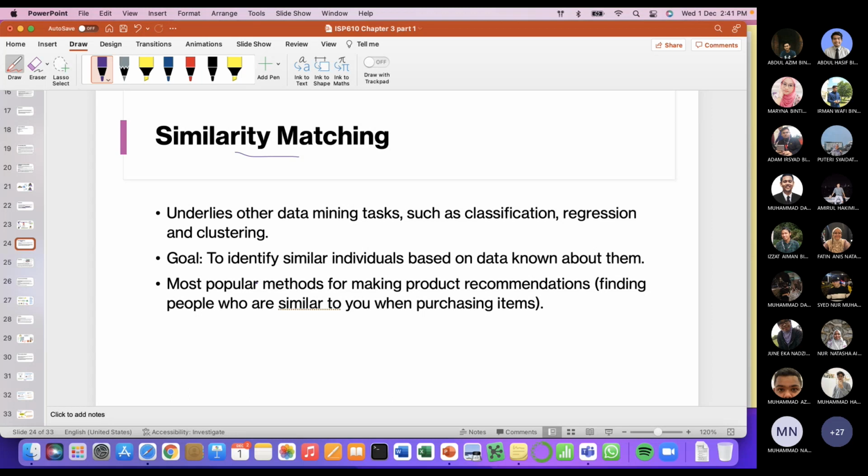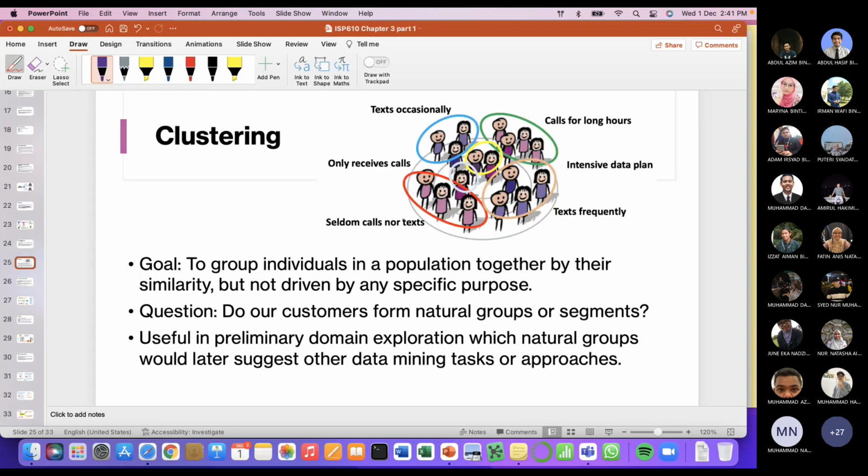So dia bolehlah bagi. That one is similarity matching, and for clustering, we try to cluster our customers into a few clusters.